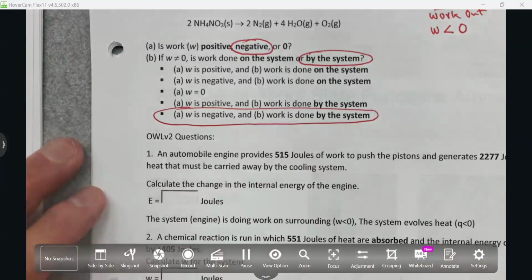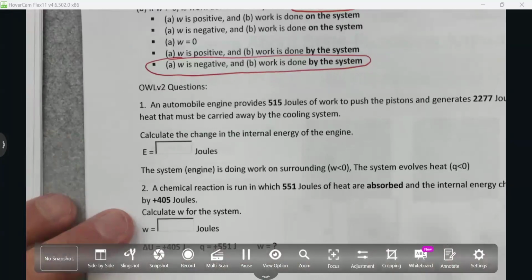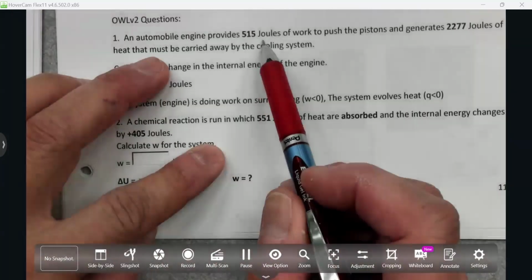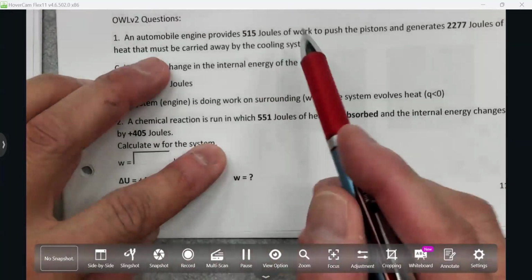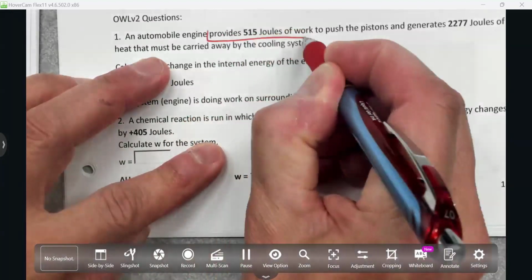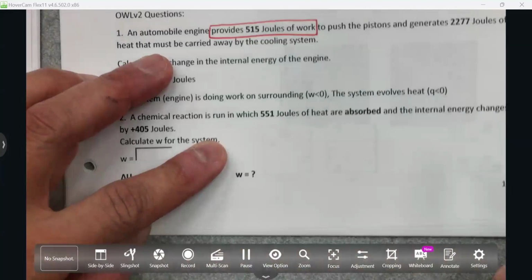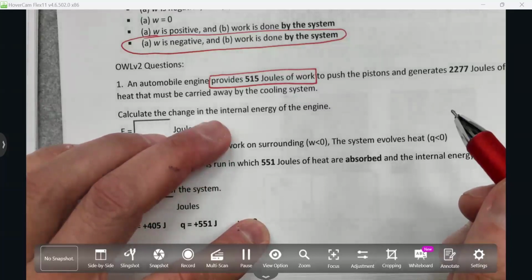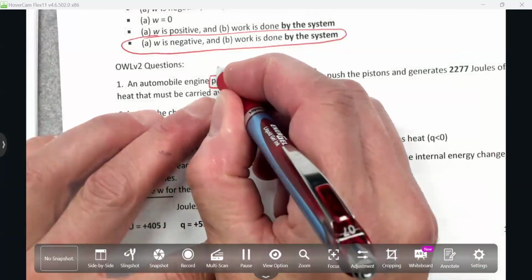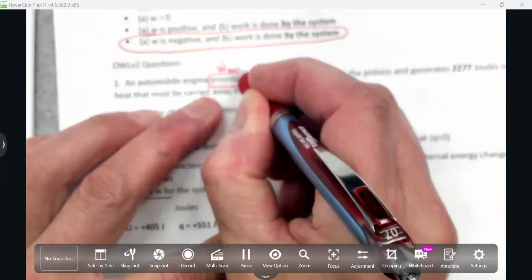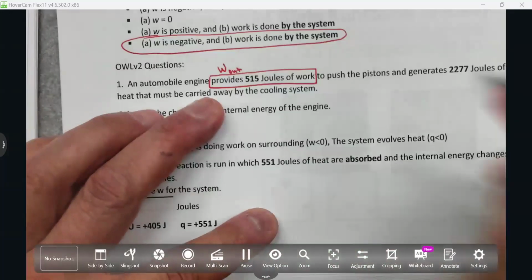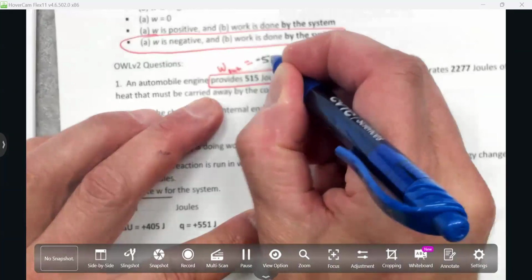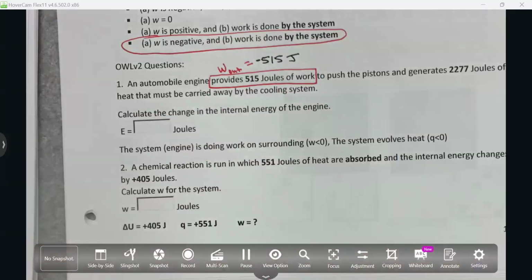All right, so here's some OWL questions that relate to this. An automobile provides 515 joules of work. Work out or work in? That's going to be work out. It provides that much. Work out. So my work then is negative 515 joules.